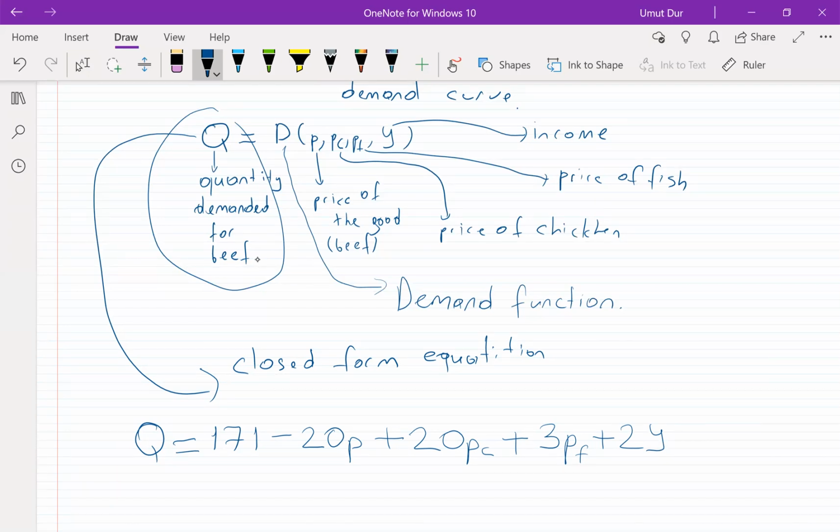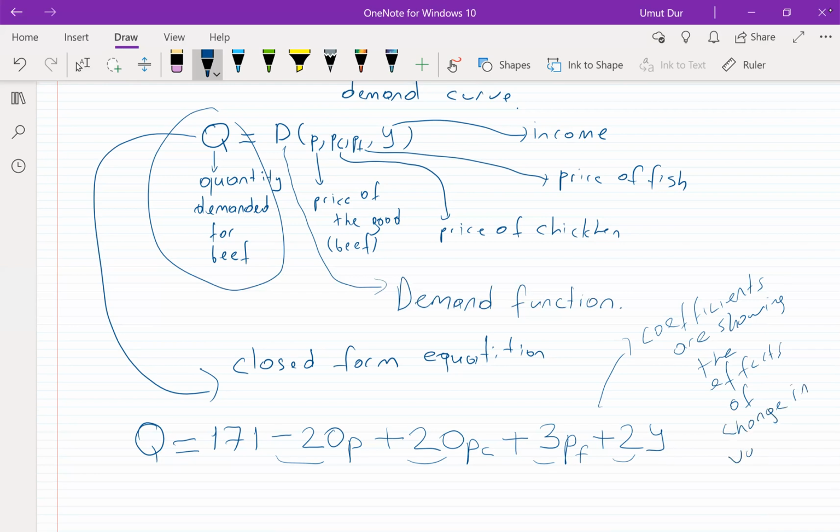So all these coefficients are showing the effects of change in variables.